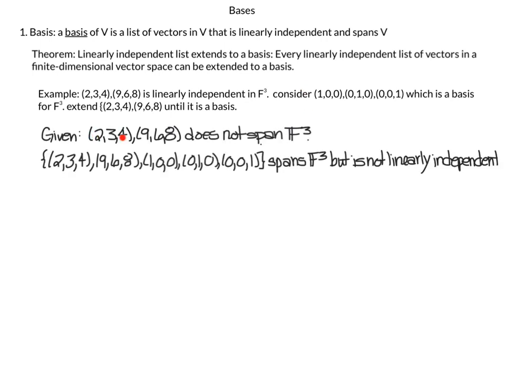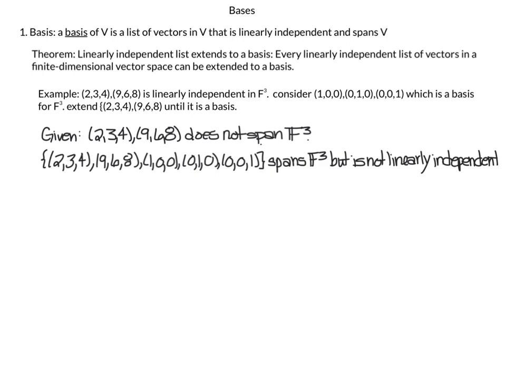So we're given 2, 3, 4, 9, 6, 8 does not span F3, so we're going to expand it, throwing in a basis. So now we know it spans F3, but it is not linearly independent. We have way too many vectors. We know that because just these 3 alone span the space, so we don't need these 2. But of course, if we get rid of these 2, we're back to our original problem.